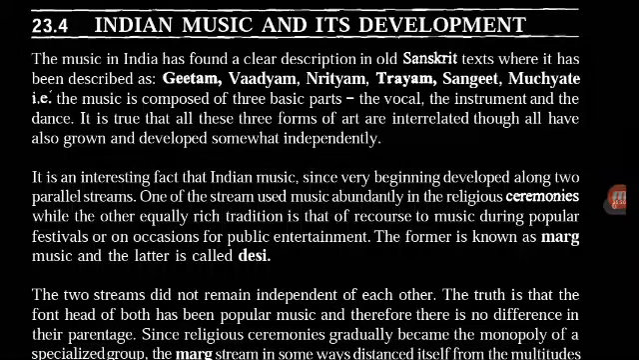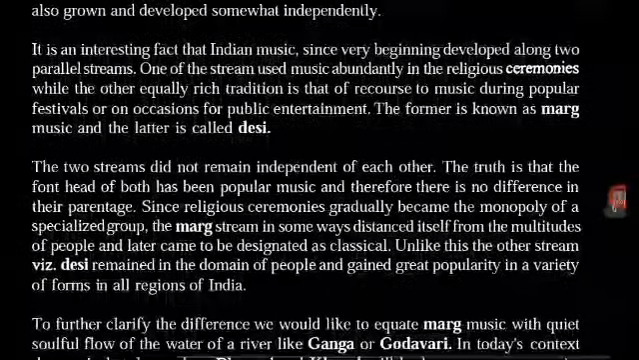Indian music and development. The music in India has found a clear description in old Sanskrit texts, where it has been described as Geetam, Vedyam, Nrityam, Trayam, Sangeet. Music is composed of three basic parts: the vocal, the instrument, and the dance. It is true that all these three forms of art are interrelated, though all have also grown and developed somewhat independently.